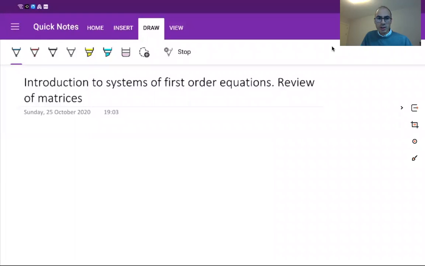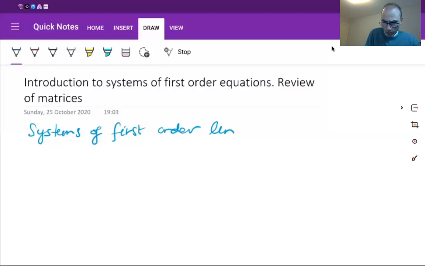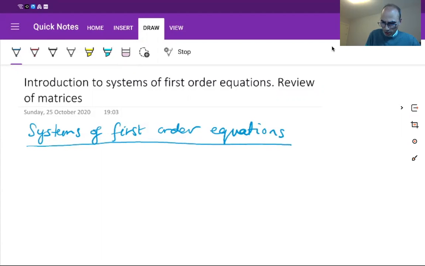In this lecture, I will give an introduction to systems of first order equations and a review of matrices. So we'll start with the definitions, so systems of first order equations. Sorry, not linear, just first order equations. We'll come to linear after we discuss the general case.